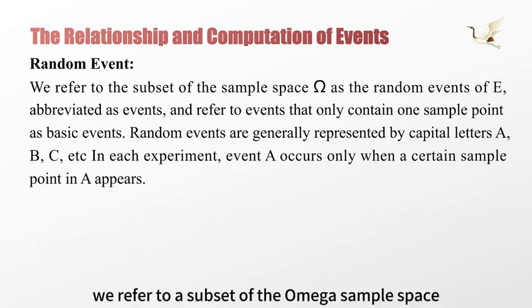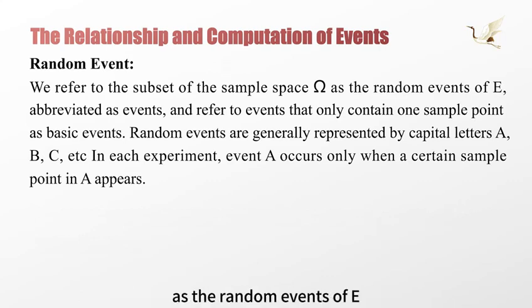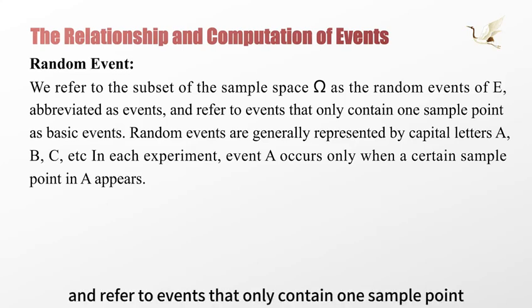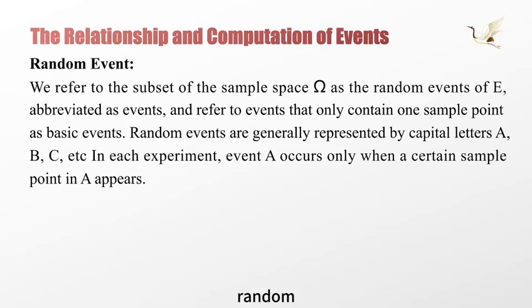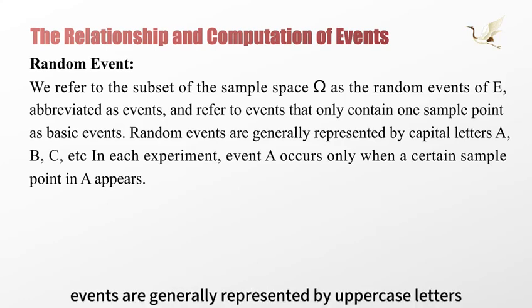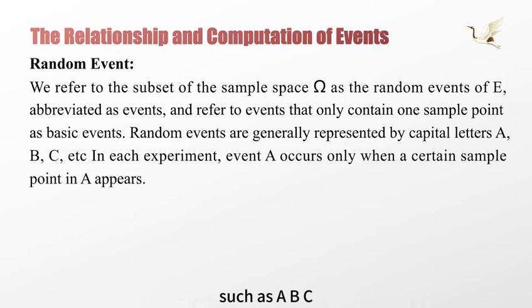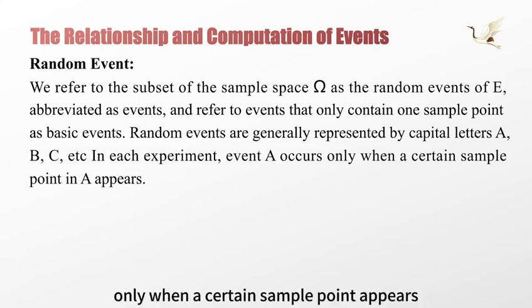We refer to a subset of the sample space omega as a random event of E, abbreviated as an event, and we refer to events that contain only one sample point as fundamental events. Random events are generally represented by uppercase letters such as A, B, C. In each experiment, event A occurs only when a certain sample point appears.